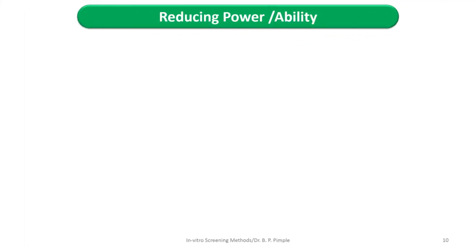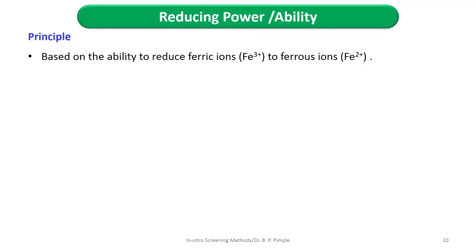Next, so far we have studied the antioxidant property, and now we will have a look at the reducing power or reducing ability of our antioxidants. Antioxidants are able to reduce also. The principle of this assay is based upon conversion of ferric ions to ferrous ions. That means antioxidants reduce the ferric ions to ferrous ones.